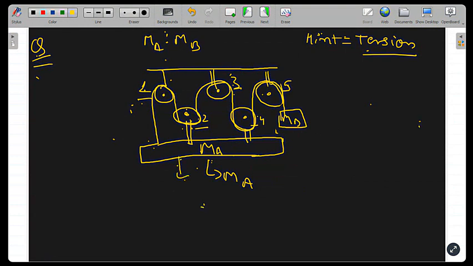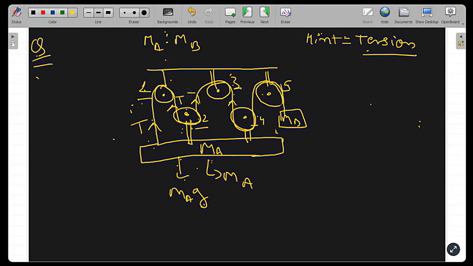The weight of the A block, MAg, will be acting downwards. Due to this MAg force acting downwards, the tension in this string will be acting upwards. In this string also it will be acting upwards. In this string it will also be acting upwards.